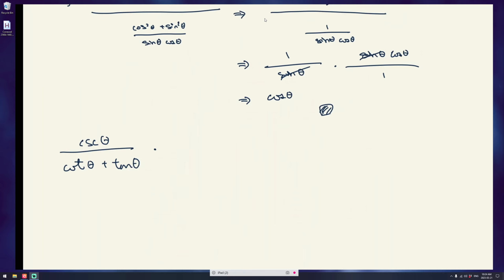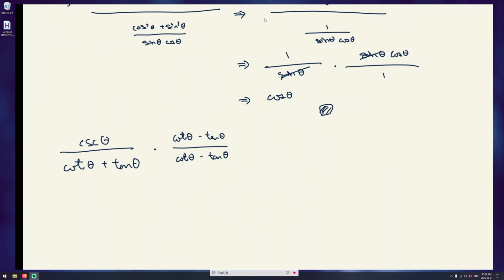So what I'm going to do is multiply by 1 in a very special way, which is cotan of theta minus tan of theta all over cotan of theta minus tan of theta, okay? Notice how I have the same thing top and bottom. So therefore, it should equal 1, okay? It is equal to 1.